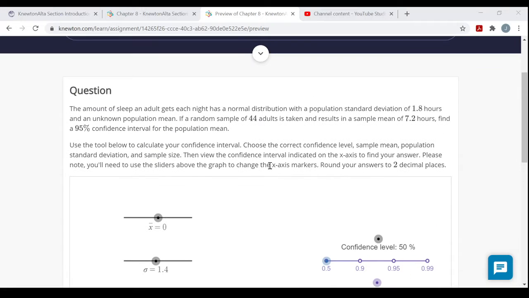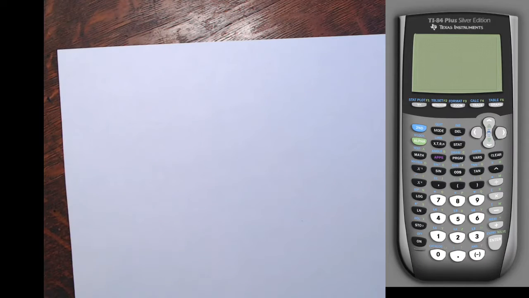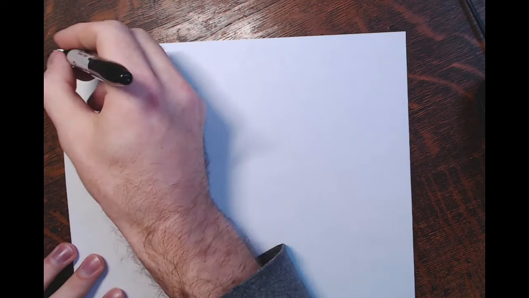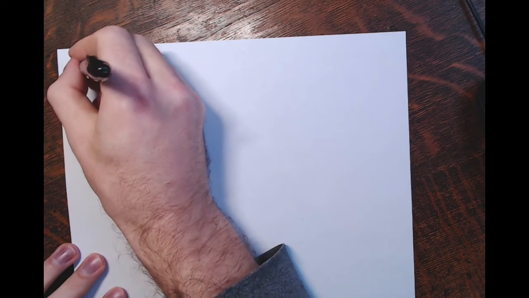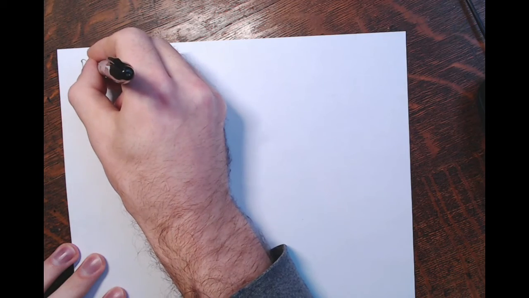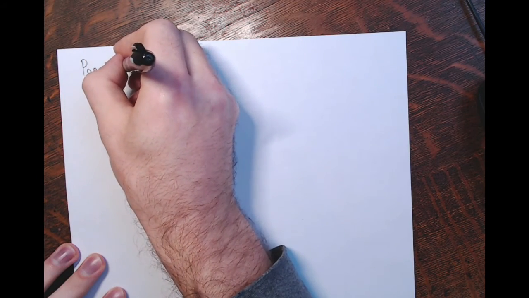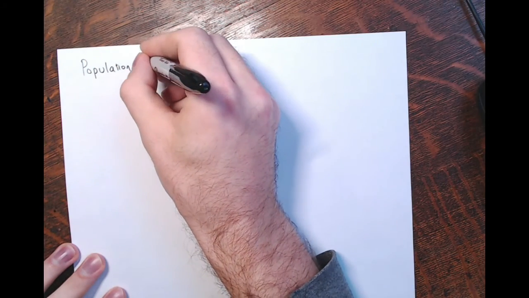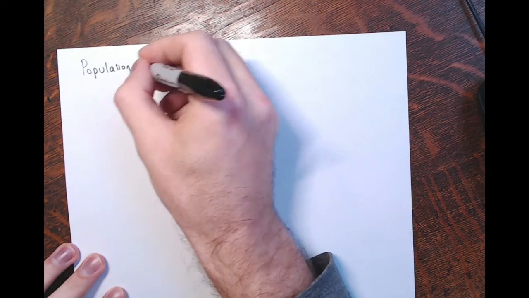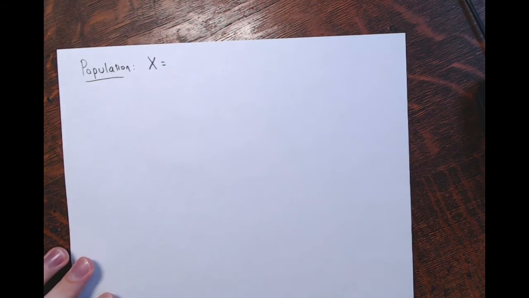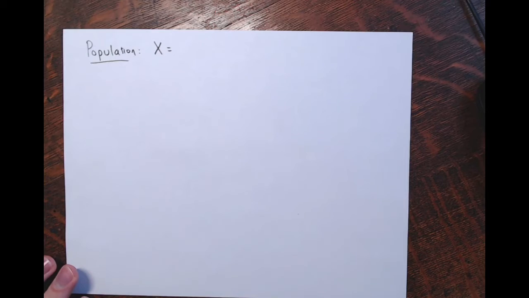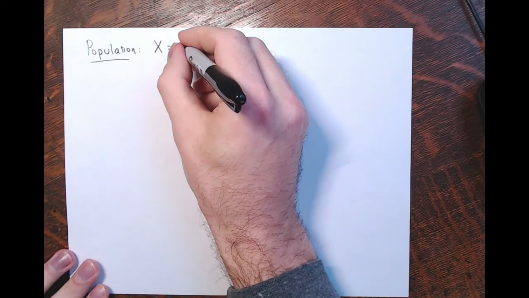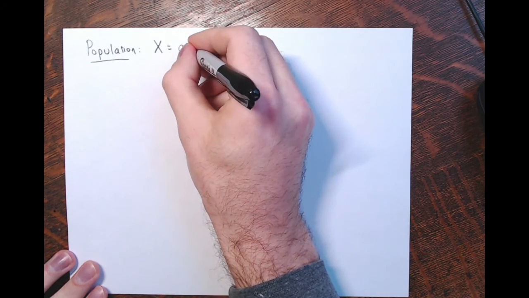And it says use the tool below. I'm going to draw a picture before I do this. It's going to involve the central limit theorem. So remember, we have this population. And suppose x is the random variable that represents the amount of sleep an adult gets.